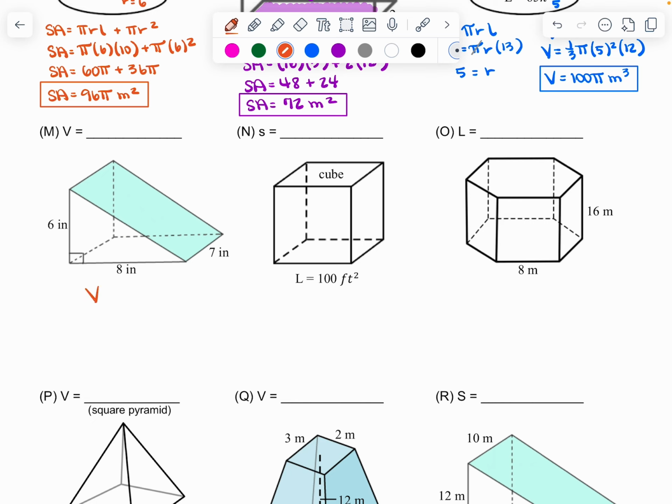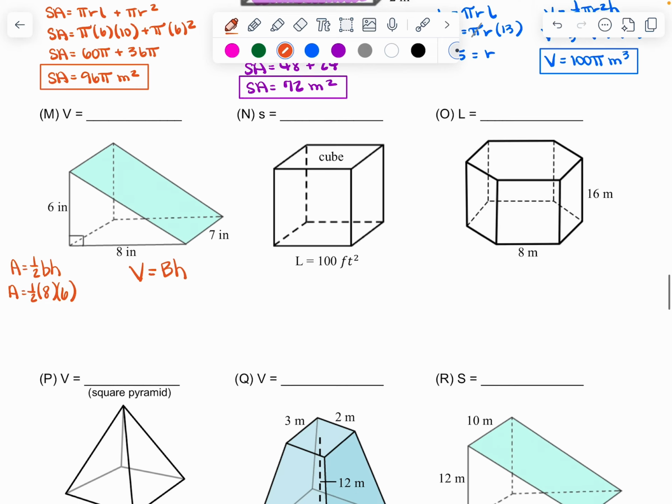Okay, moving on. M is a right triangular prism, and it wants the volume. Well, the volume of any prism, sorry, I'm going to scooch this over. The volume of any prism is area of the base times height. So I am going to need the area of the base, which is just a right triangle, right?